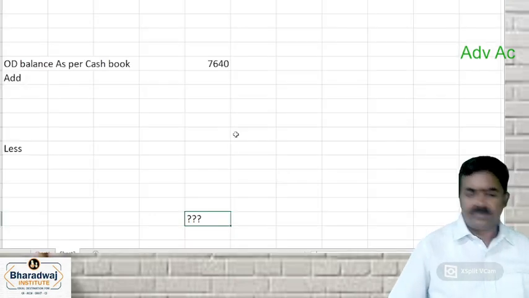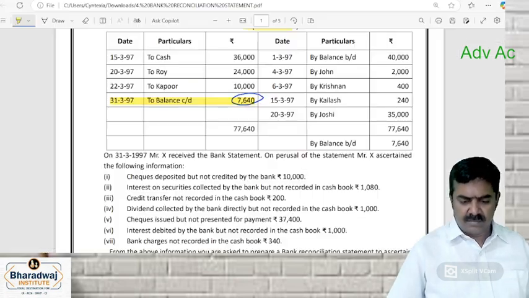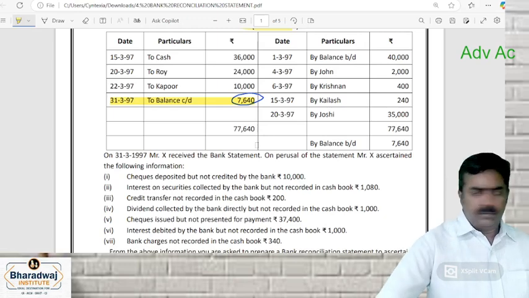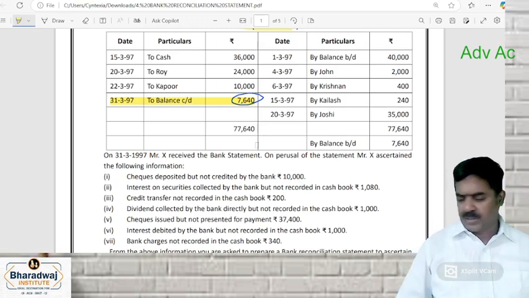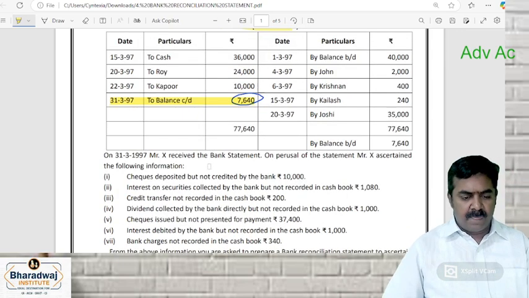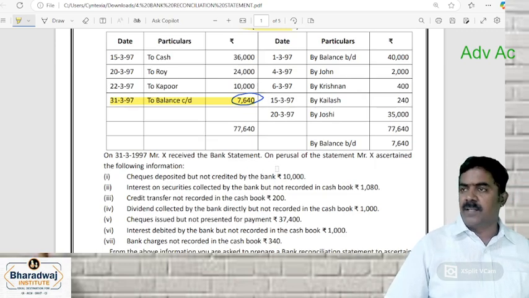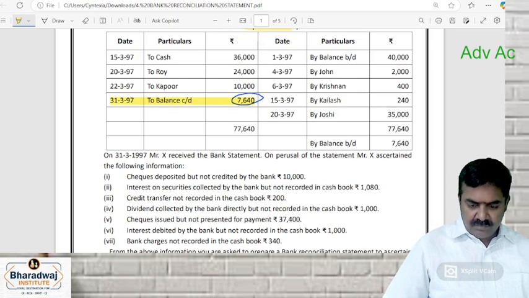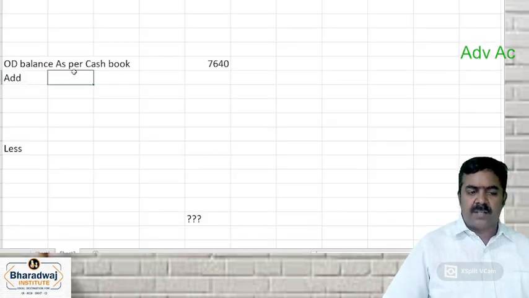டிஸ்கஸ் பண்ணலாமா? ஃபர்ஸ்ட் பாருங்க என்ன கொடுத்துருக்காங்க. Checks deposited but not credited by the bank. What to do?